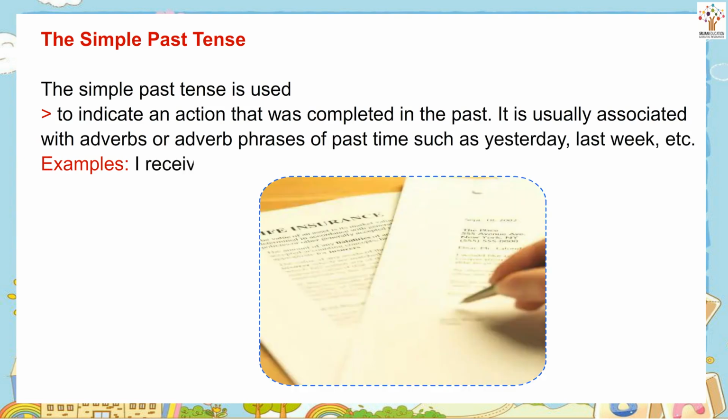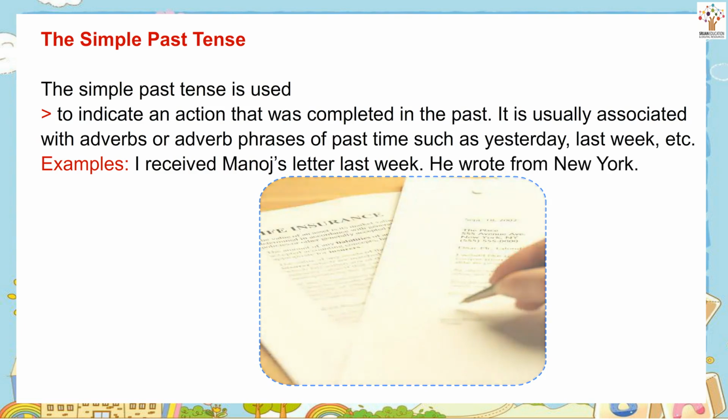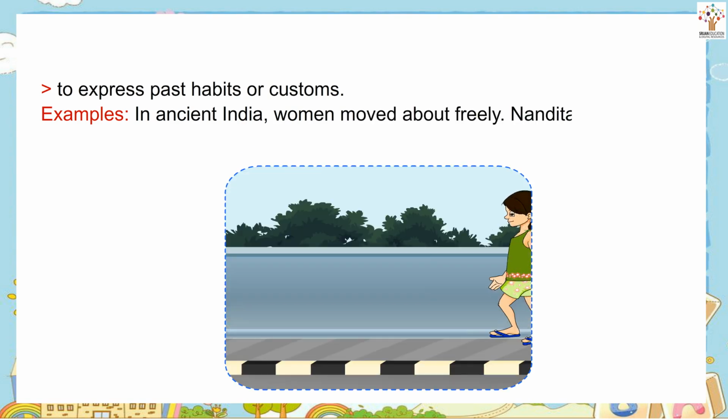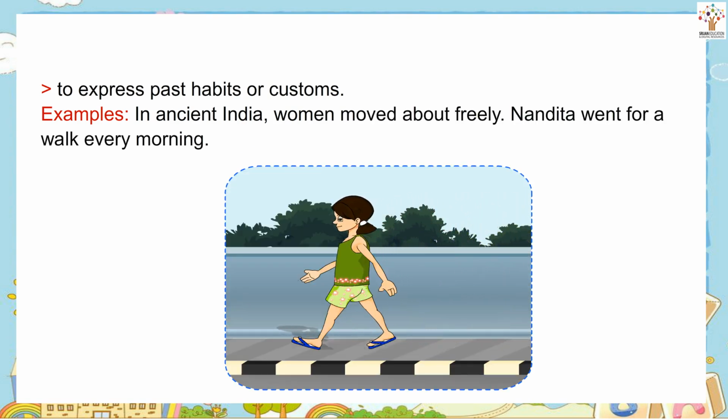Examples. I received Manoj's letter last week. He wrote from New York. To express past habits or customs. Examples. In ancient India, women moved about freely. Nandita went for a walk every morning.